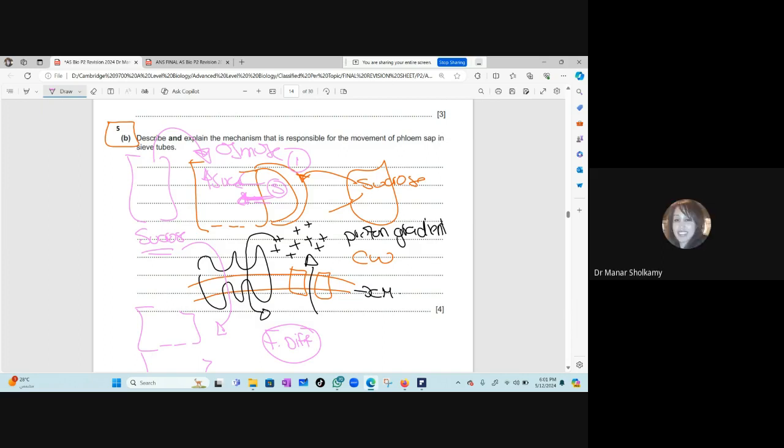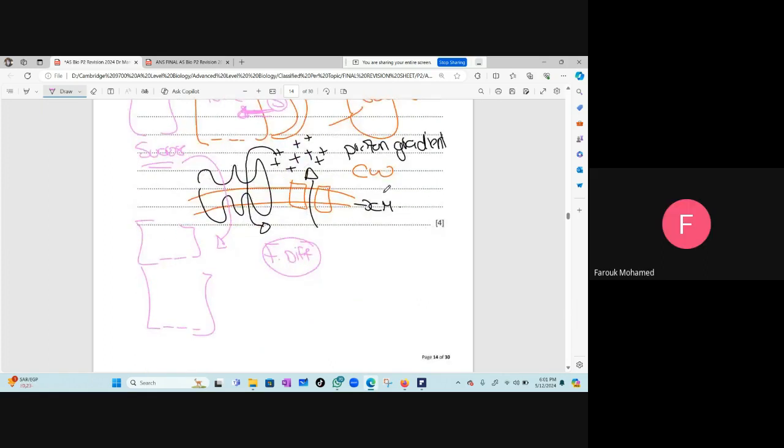Now talk to me about what happens in the phloem at the sink. Okay, at the sink, there will be unloading of sucrose. Perfect. So there will be low hydrostatic pressure. Good. But you need to elaborate. The sucrose is going to move out of the phloem and into the sink. Now, when it goes out, what happens to the water potential initially? Increases. Correct.